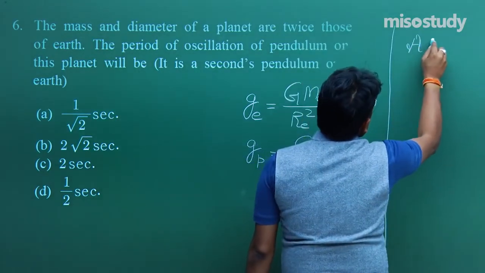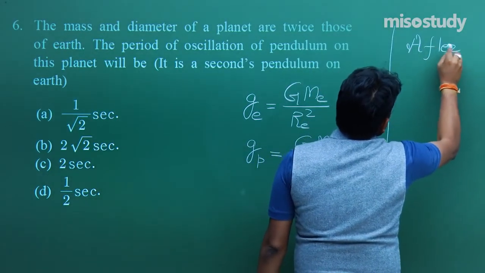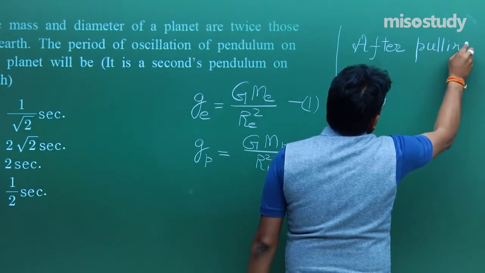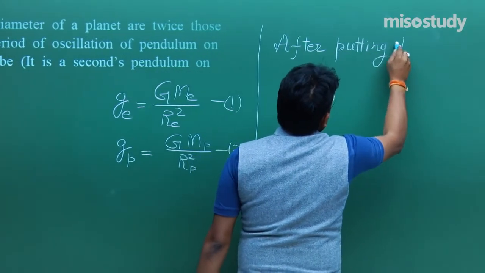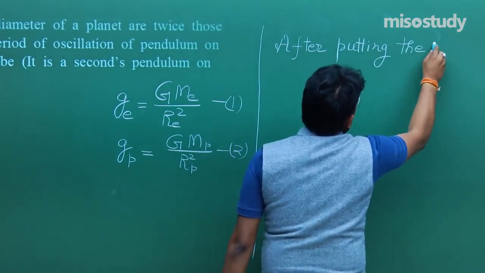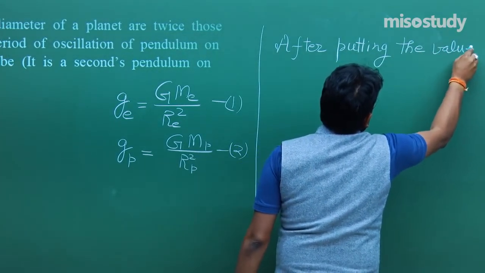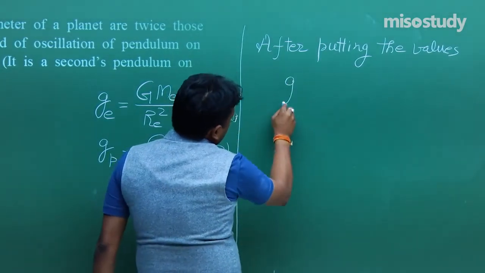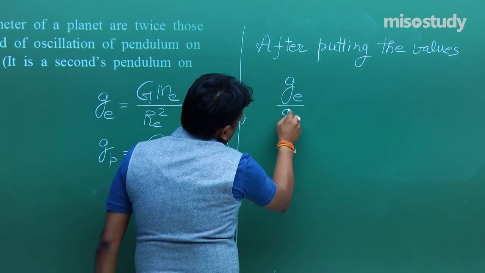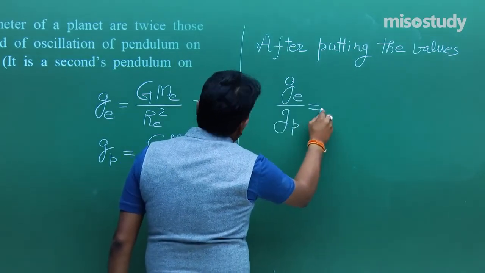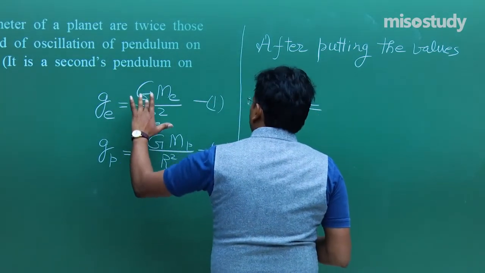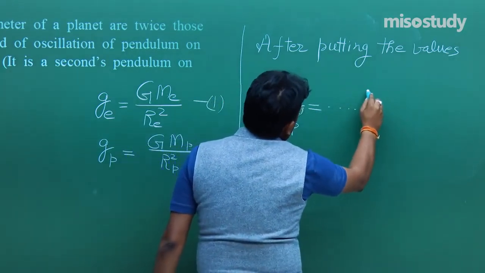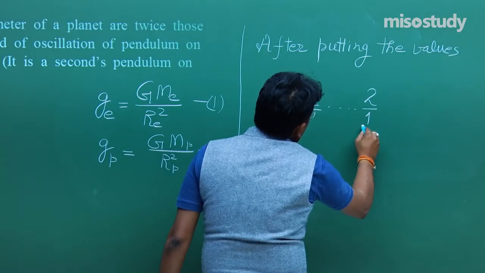After putting the values, G earth upon G planet. Fine, directly I can use this, capital G is cancelled. So, once you solve it, you can say it is 2 by 1.